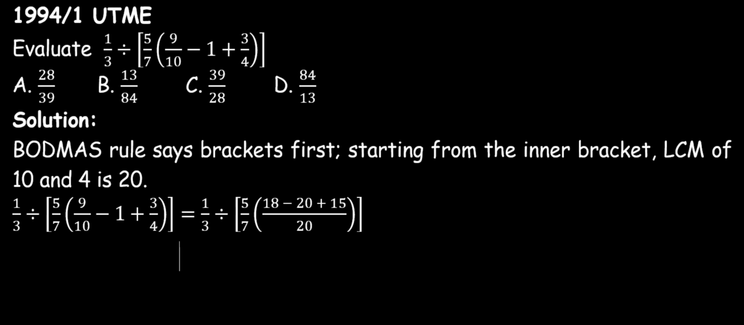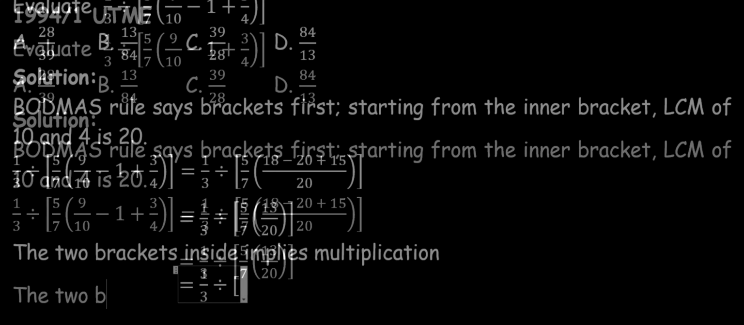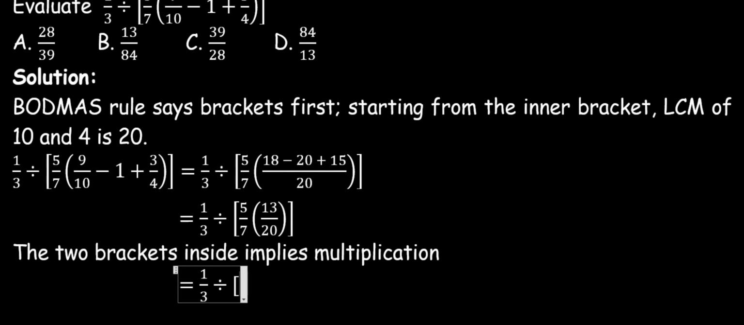Now, the simple arithmetic operation will still take place within the inner bracket, and our result will become 1 over 3 divided by the bigger bracket open, 5 over 7, into the smaller bracket, which becomes 13 over 20, bracket close, and then the bigger bracket also closes. We just did our addition and subtraction there. Next, we should note that the two brackets inside imply multiplication. Our given problem becomes 1 over 3 divided by bracket open 5 over 7 times 13 over 20.